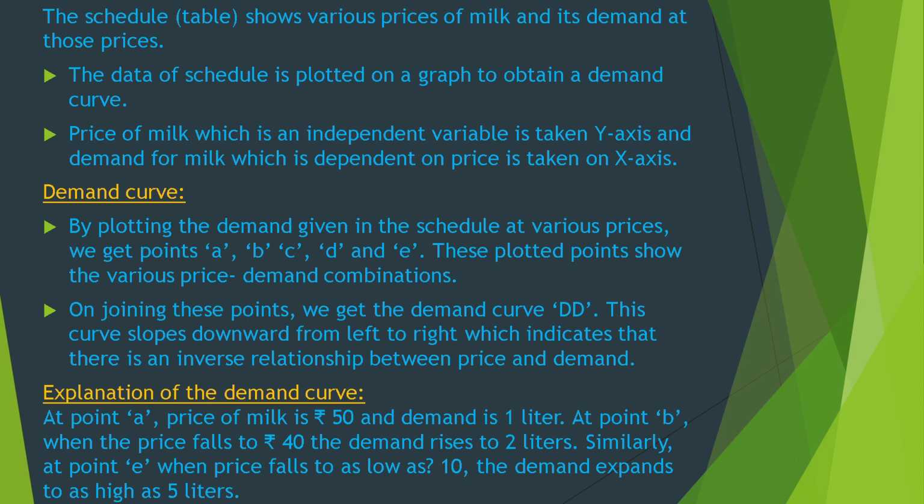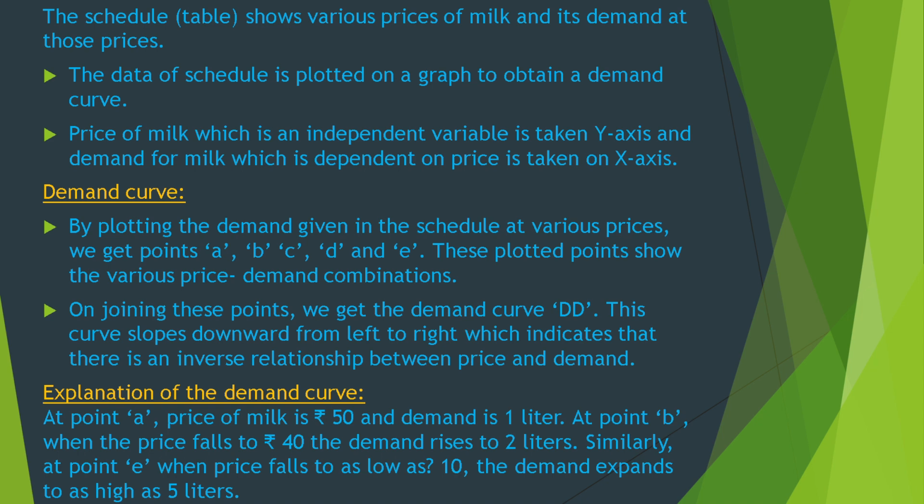Demand curve. By plotting the demand given in the schedule at various prices, we get points A, B, C, D, and E. These plotted points show the various price-demand combinations. On joining these points, we get the demand curve DD. These curves slope downward from left to right, which indicates that there is an inverse relationship between price and demand.